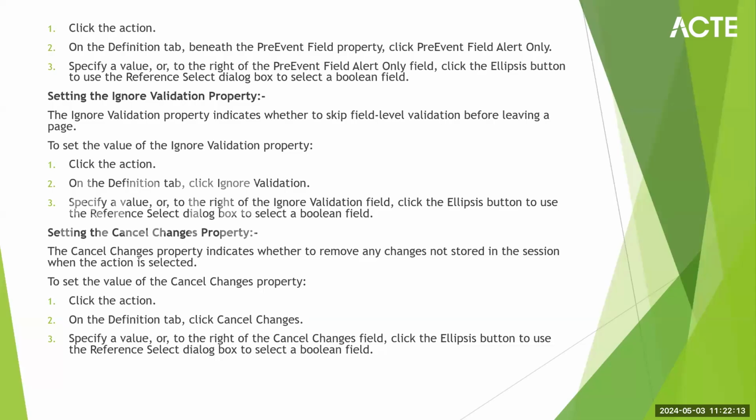So how do you do it? Click on the action on the definition tab, click ignore validation, specify a value, or you can directly map that particular field on click of the Eclipse button.